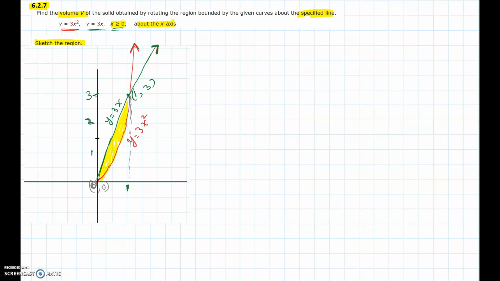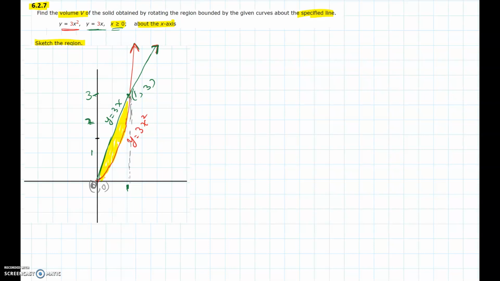Hi, in this video, I will be showing you problem number 7 of chapter 6 section 2 from the practice exam. Find the volume V of the solid obtained by rotating the region bounded by the given curves about the specified line. y equal to 3x square and y equal to 3x, x more than or equal to 0, about the x-axis. Sketch the region.